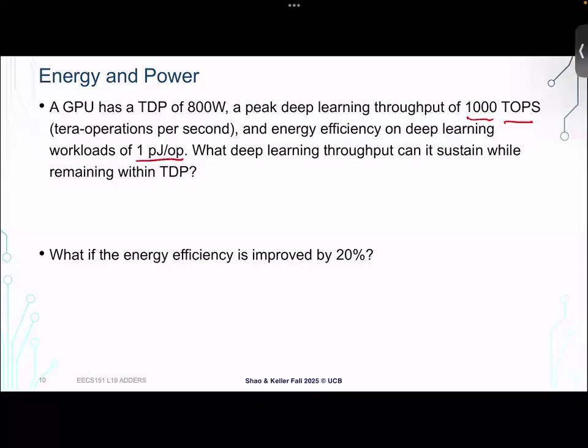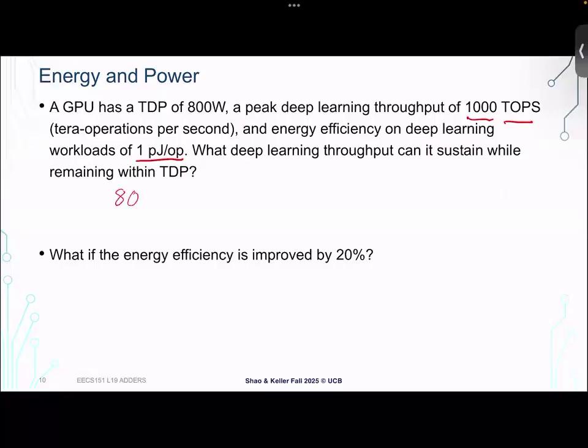What deep learning throughput can it sustain while remaining within this power budget? So this is the kind of problem statement that modern digital designers, particularly GPU designers, but really anyone building a chip is thinking about. So let's go ahead and work out this analysis, right?